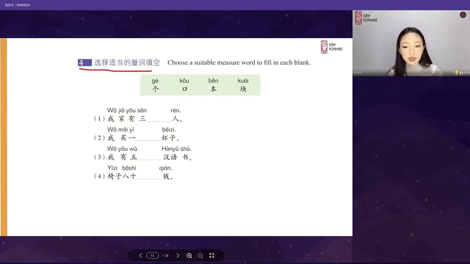this exercise, new exercise. Choose a suitable middle word to fill in each blank. Okay, I will give you half a minute and try to fill in the blanks.